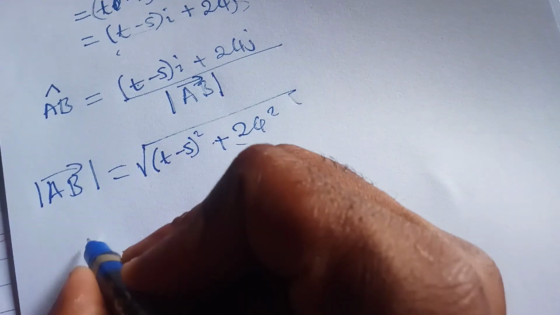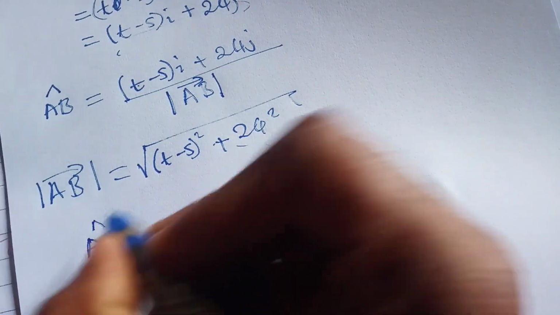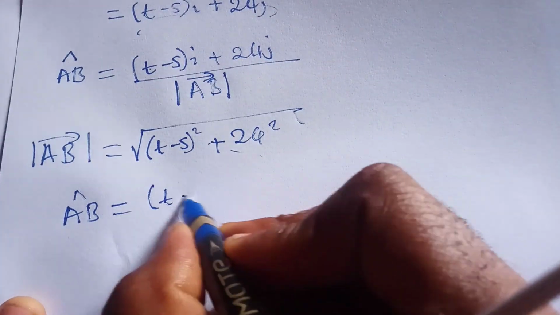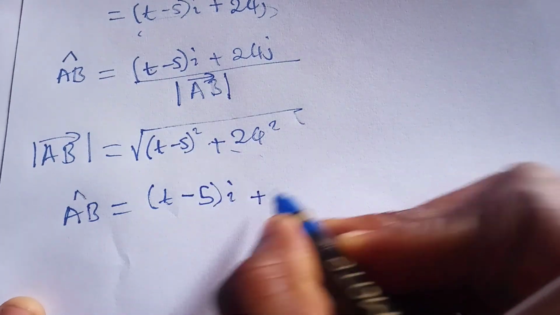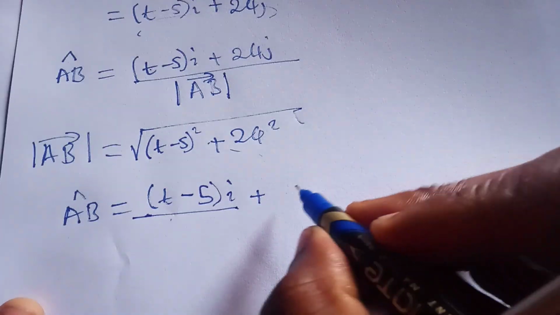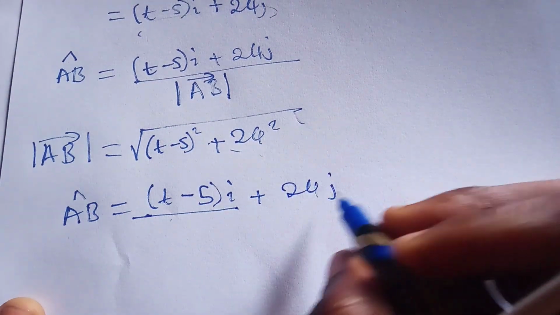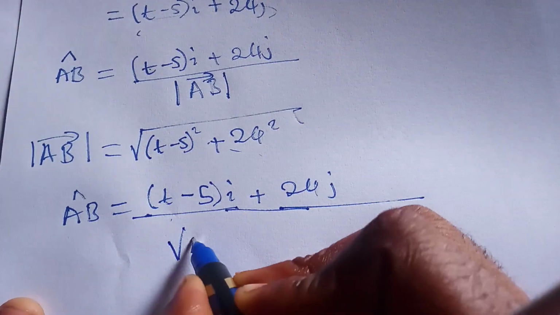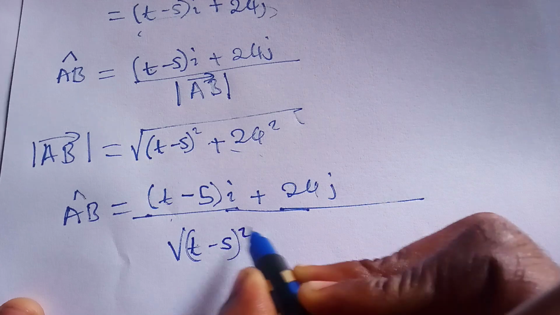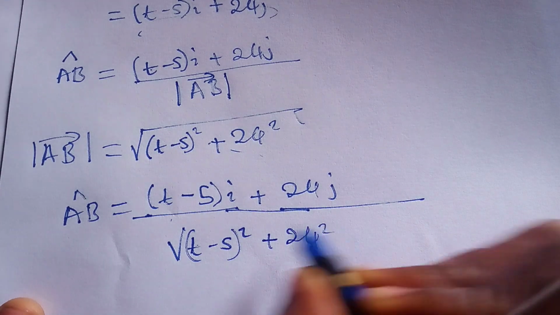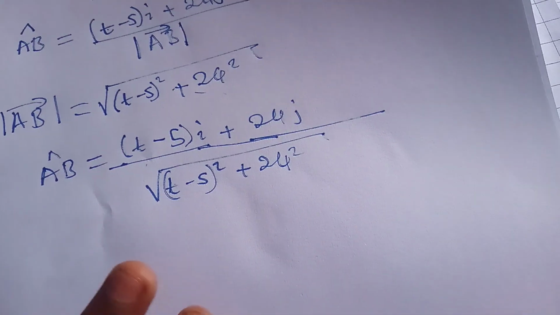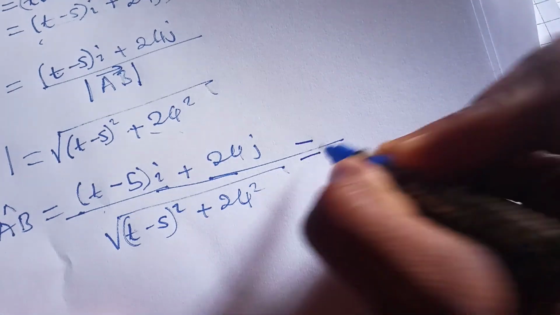So that means our unit vector, our AB cap, will be t minus 5 i plus 24j, so everything over the square root of t minus 5 squared plus 24 squared, like this. So this is exactly the same as the unit vector stated in the question.